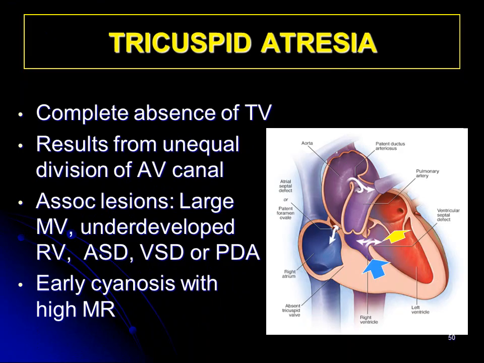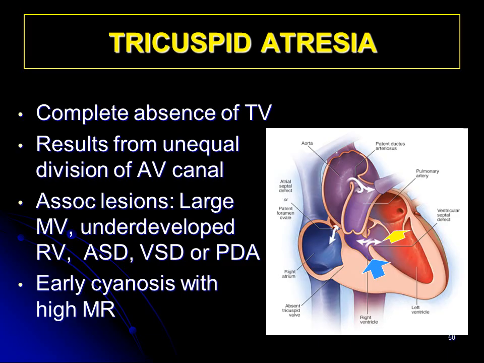Tricuspid atresia is a form of congenital heart disease whereby there is a complete absence of the tricuspid valve. Therefore, there is an absence of right atrioventricular connection. This leads to a hypoplastic and undersized or absent right ventricle. It results embryologically from an unequal division of the AV canal. Thus, the mitral valve is larger than normal and there is right ventricular underdevelopment and hypoplasia.